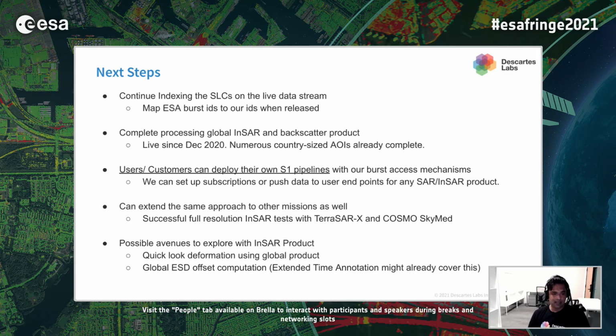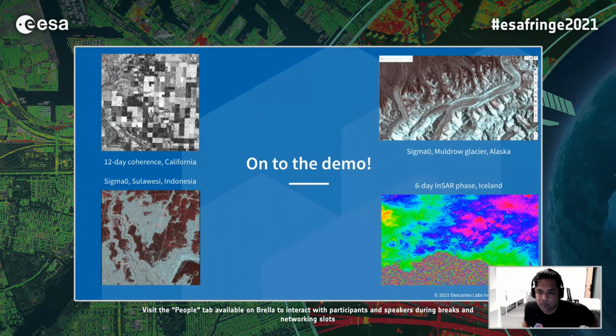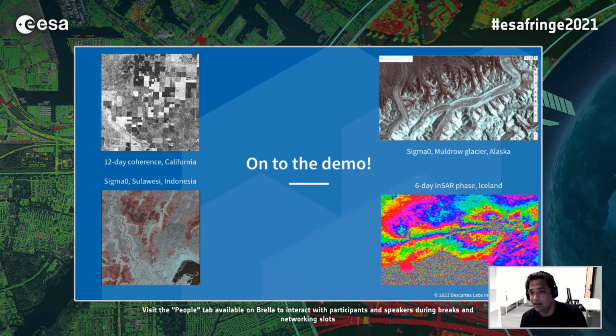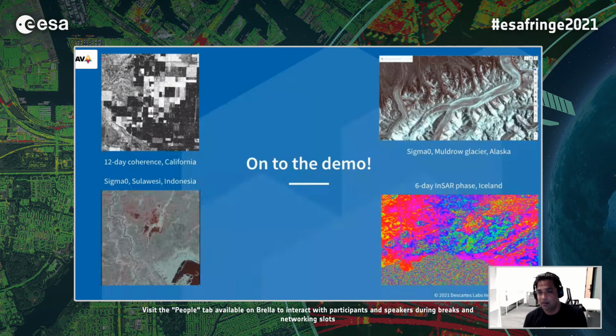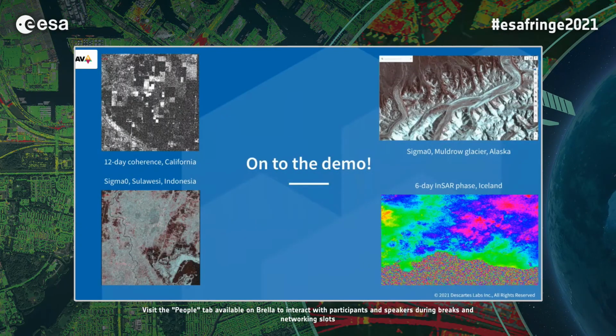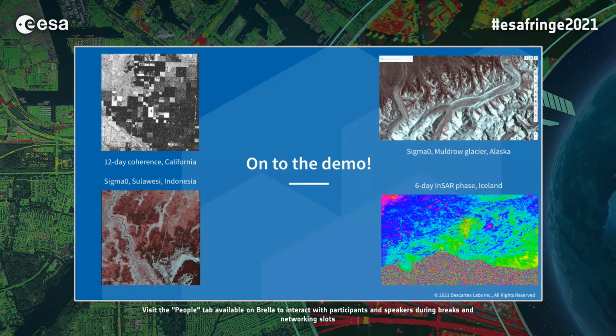There are other possible avenues to explore. We will possibly look at building a quick look deformation using the global product. And we were thinking about a global ESD offset computation, but there's an extended time annotation that might already cover this. So we would definitely leverage it when it gets released. These are examples of GIFs that we can create with a single line command on our platform: backscatter, coherence time series, just looking at InSAR phase over Iceland.